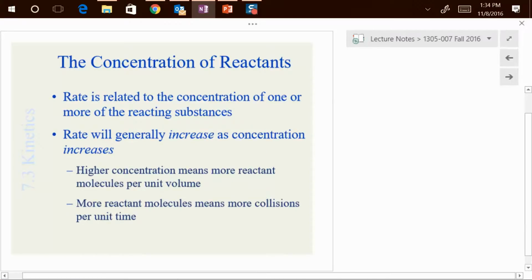Concentration of reactants, increase the concentration. You're going to increase the number of effective collisions. Okay? Higher concentrations mean more reactant molecules per unit volume. More reactant molecules means more collisions per unit time. Okay?